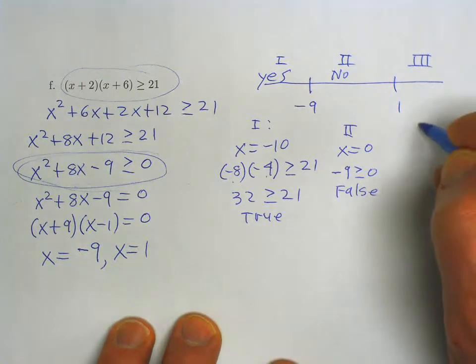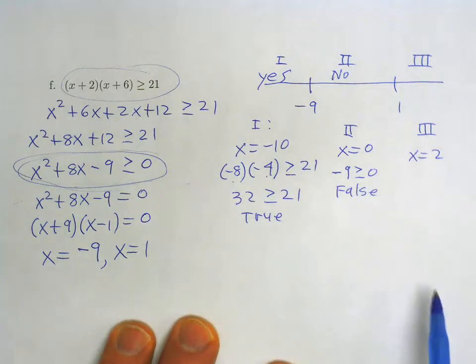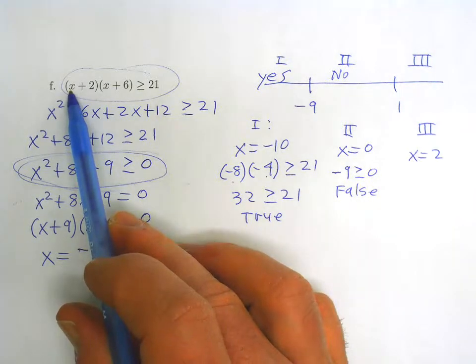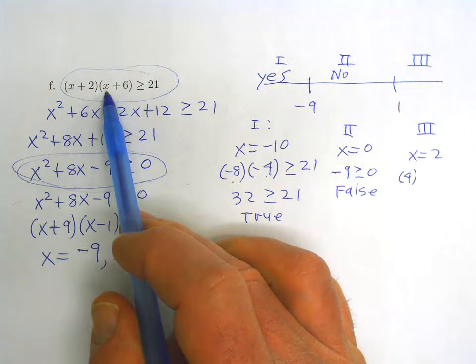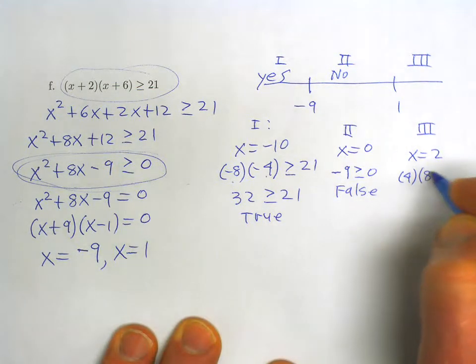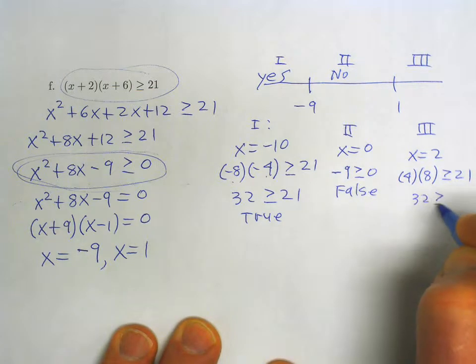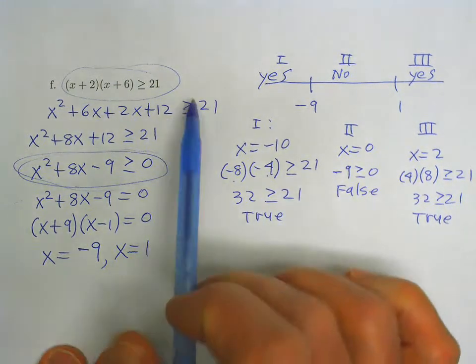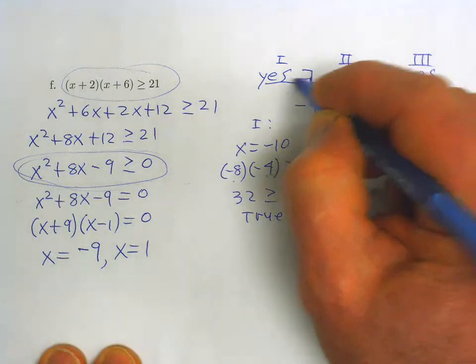And then in the third interval, pick any number you want greater than 1, like x equals 2. On this one, I'll use the factored form again. Replace x with 2. 2 plus 2 is 4. And 2 plus 6 is 8. And 32 greater than or equal to 21 is true. So yes, all of the numbers greater than 1 are solutions. And since the inequality is greater than or equal, we include both endpoints.